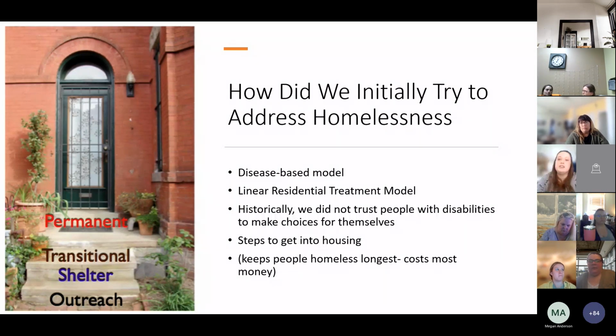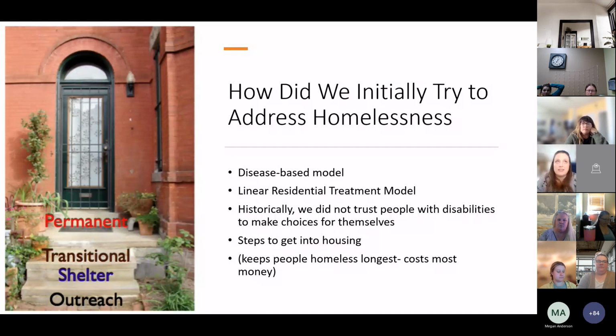So when we're starting to talk about homelessness, I'd like to talk about our history of how we've initially tried to address homelessness. Back in the late 70s, early 80s, we had what was called a step-based model to address the rising issue of homelessness at that time. And it really parallels that linear residential treatment model.